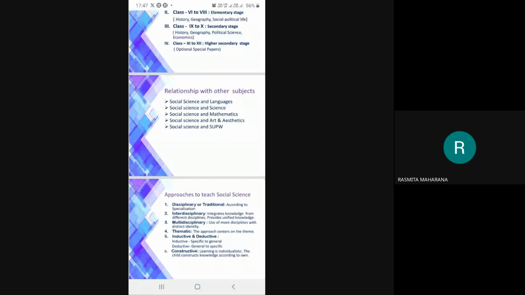What is meant by thematic? Theme, on the basis of the theme. When we use an approach based on the theme, then it is called the thematic approach. Theme plays a very important role for teaching a concept. Then it is called a thematic approach. Understand?